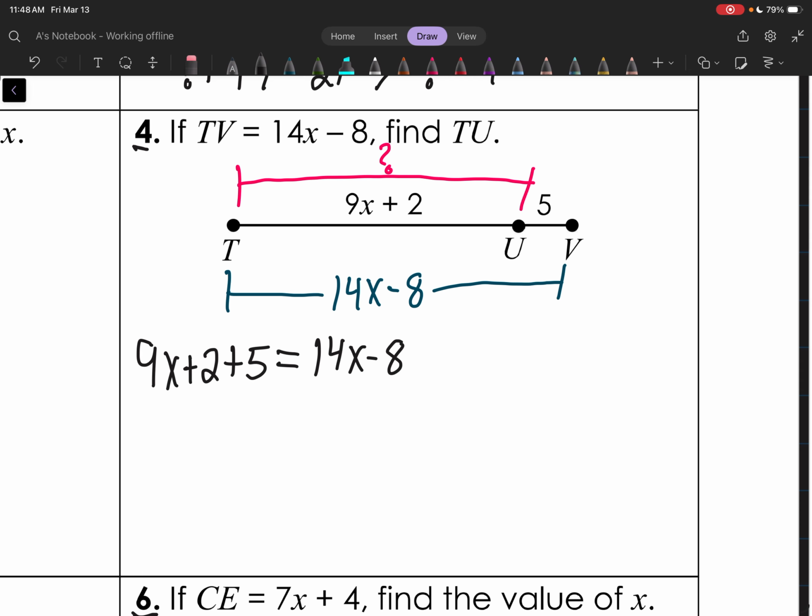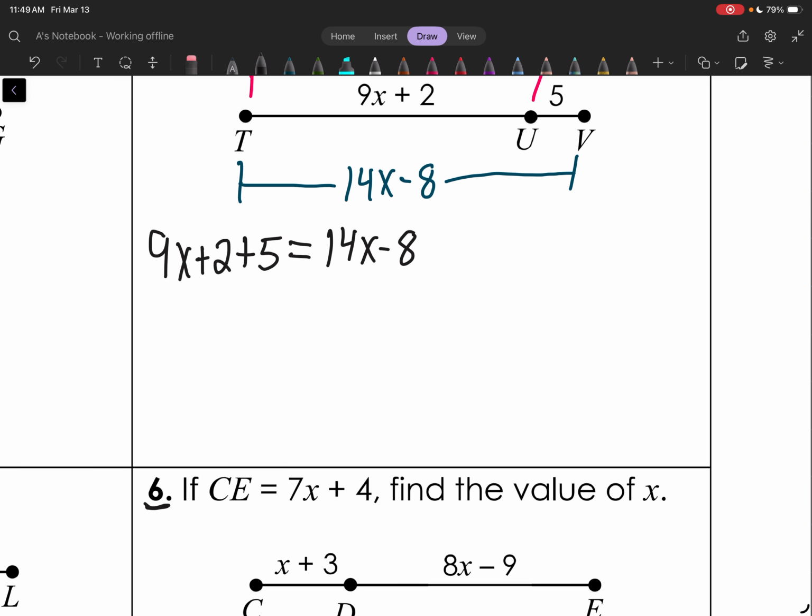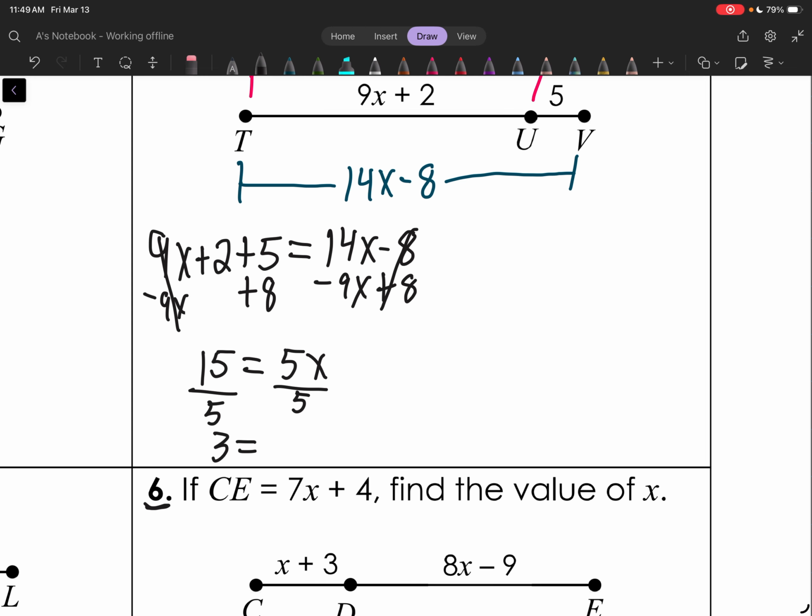Now, you are allowed to use Desmos at this point. However, we're going to do the first one by hand. I'm going to move the x terms to one side, so minus 9x, minus 9x. Move the constant terms to one side. I'll move those to the left side, so plus 8 on both. 2 plus 8 is 10, plus 5 is 15, is equal to 14 minus 9 is 5x, divided by 5. X is equal to 3.